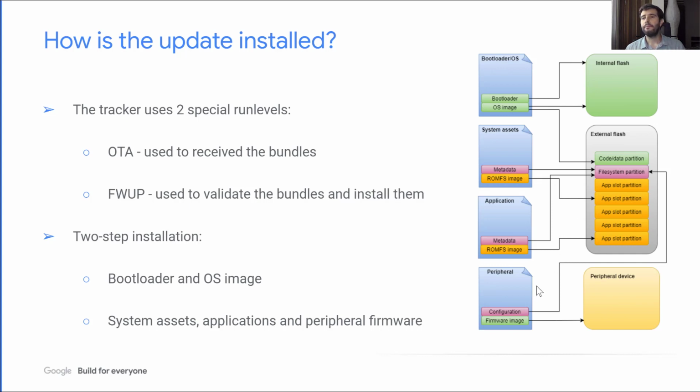The peripheral bundle contains some configurations that are installed in the file system, and the firmware image, which is installed on the peripheral device. Due to space constraints, the update bundles are deleted after the installation.